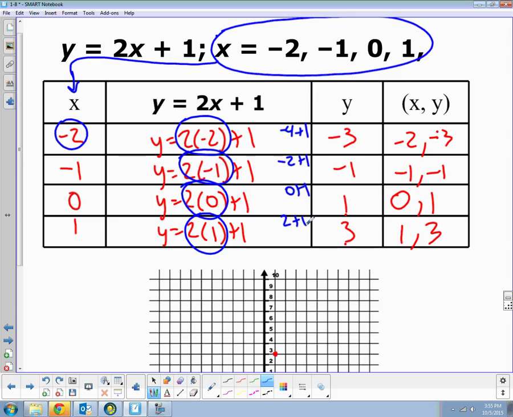The last column, again, is just matching. If x is -2 and y is -3, the ordered pair is -2, -3. X is -1, y is -1, the ordered pair xy, -1, -1. And that's how I got that last column. So I just matched them up. Once I had the x and the y, I put them together to make an ordered pair.